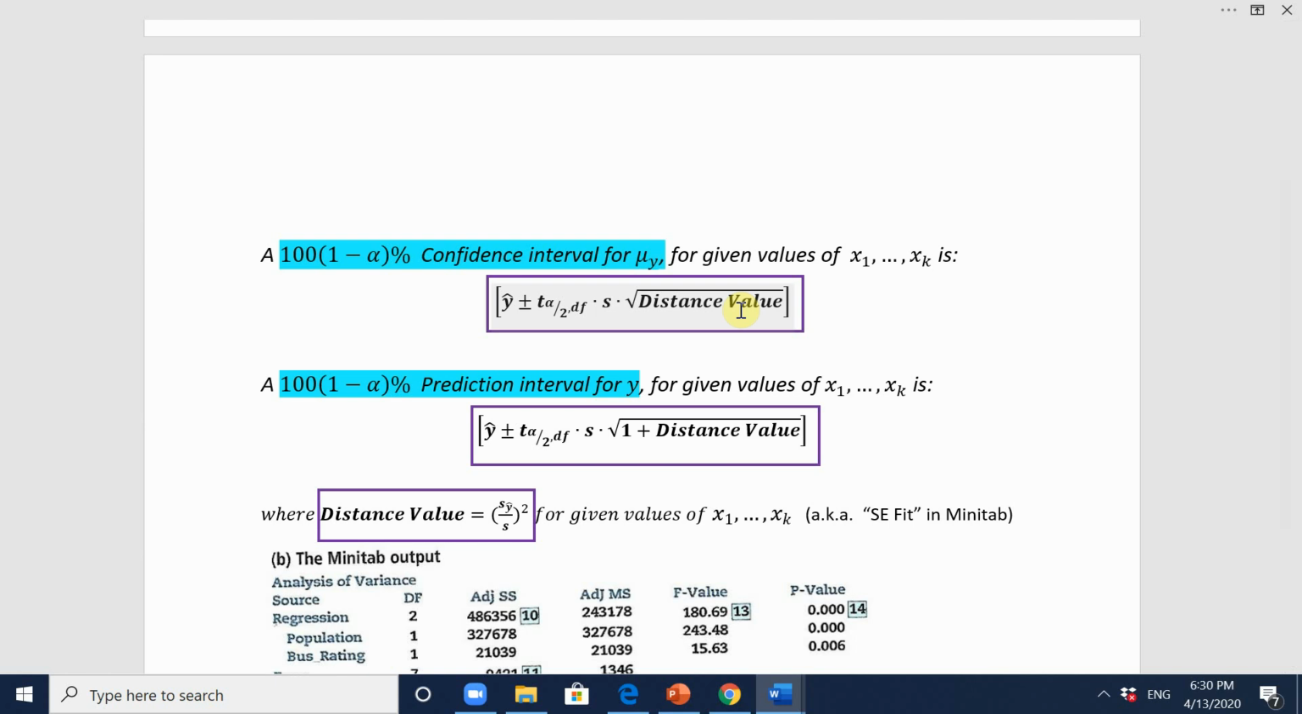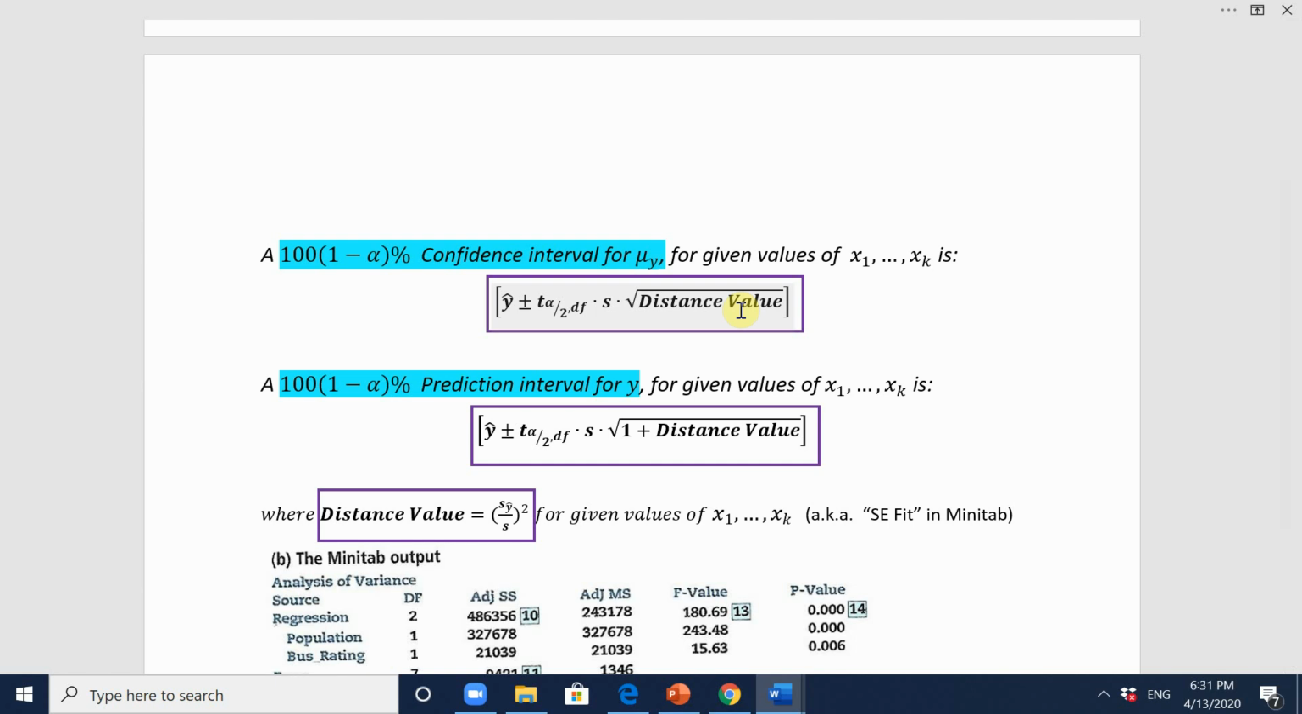Okay, so when you're using distance value in multiple regression, it can get a little tricky because here you're dealing with many independent x variables, right? So leave it to the statistical package to come up with the distance value for you, and life will be easier that way. I'm going to discuss that in just a short moment.